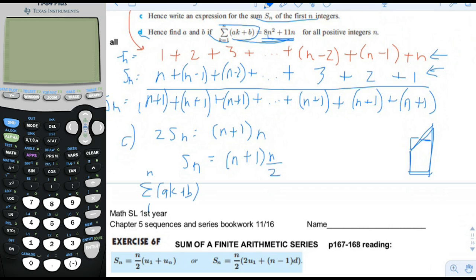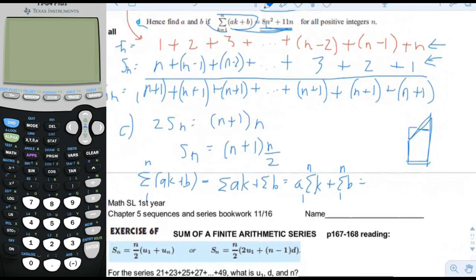Now we know a few tricks to rearrange this. So first we're going to do the summation of ak plus the summation of b, because we know that we can separate these two by one of the properties that we learned above. And then we also know that the a can be put on the outside of the expression. So a times the summation of k from 1 through n plus the summation of b from 1 through n. And we know that b is a constant, so the summation of b from 1 through n is nb.